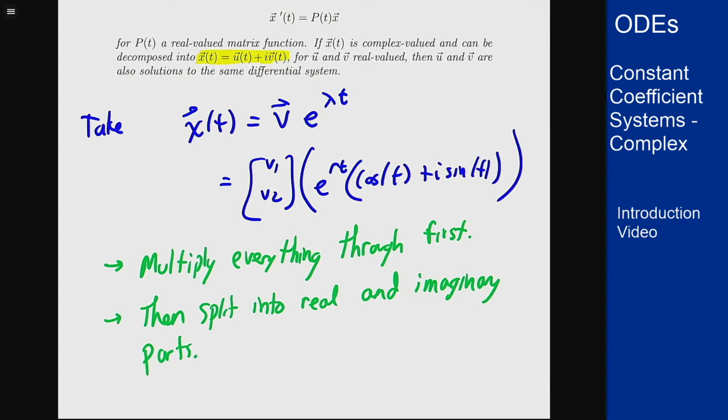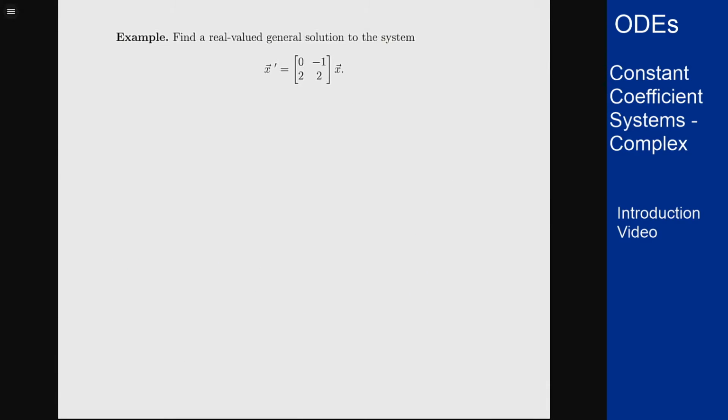Let's see what it looks like in terms of an example here. So I want to find a real valued general solution to the system x prime is the matrix 0, -1, 2, 2 times x. So let's first hunt for eigenvalues and eigenvectors. So eigenvalues first.